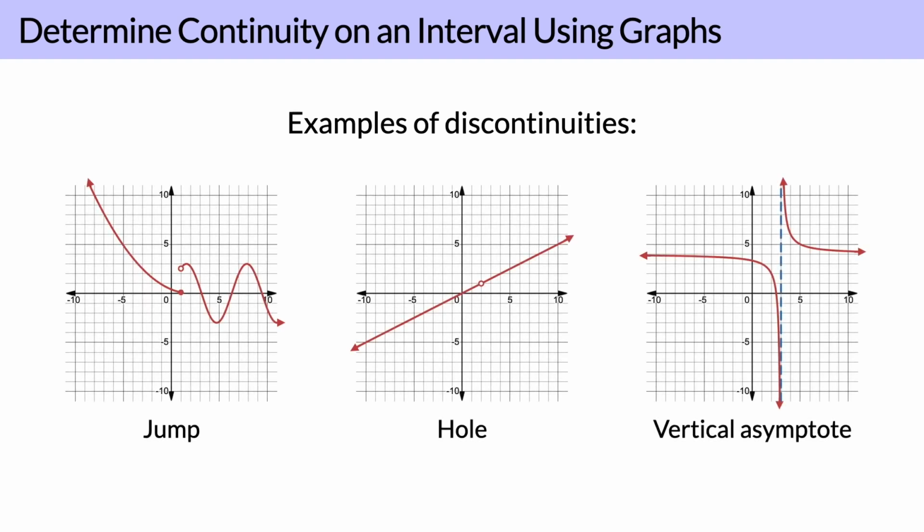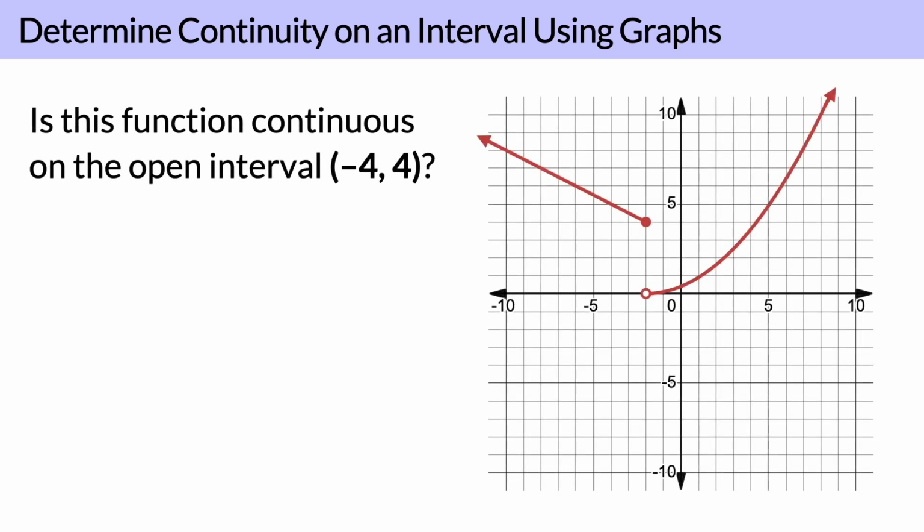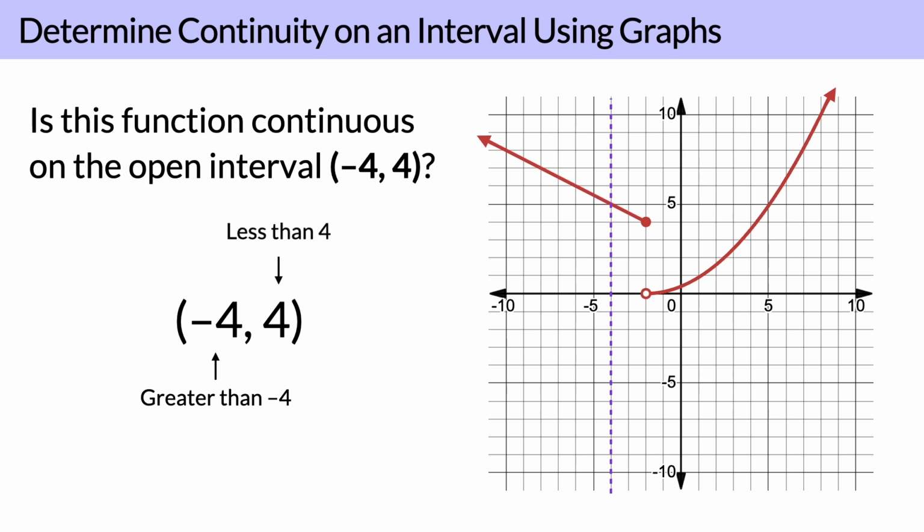Let's try determining whether a function is continuous or not by looking at its graph. How about this example? Is this function continuous on the open interval from -4 to 4? Recall that the parentheses indicate that this is an open interval. In other words, we are interested in the part of the graph from where x is greater than but not equal to -4 to where x is less than but not equal to 4. That's the region between these two dotted lines.